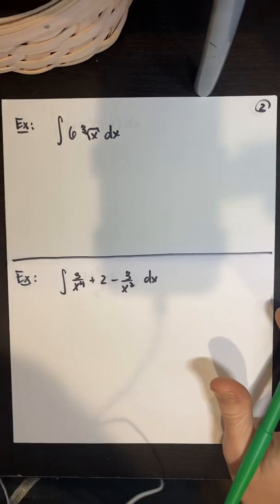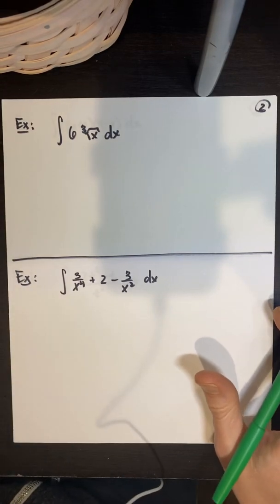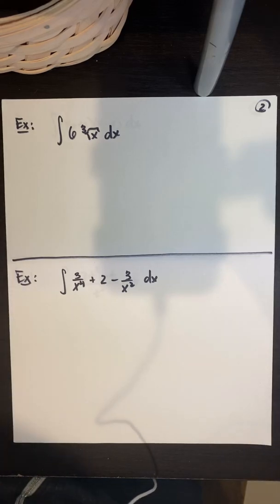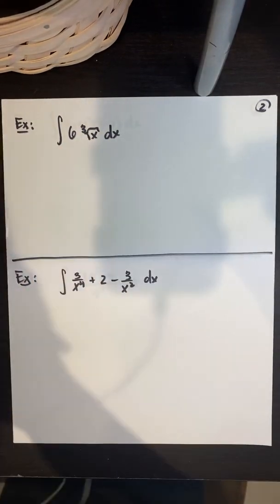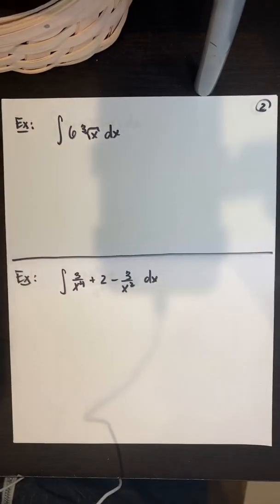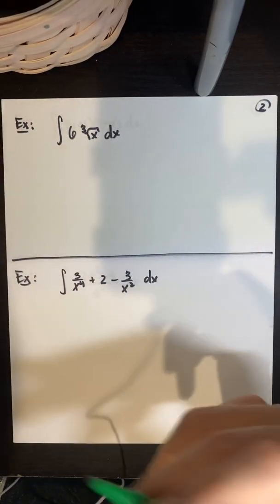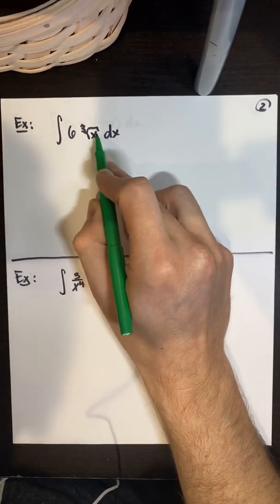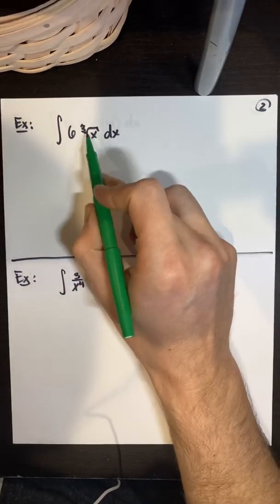So our main technique for antidifferentiation is the reverse power rule, right? Anytime you're faced with an integral like this, or an antiderivative, whatever you want to call it, rewrite it in terms of a power function. So the cubed root of x is x to the 1/3. That's the best way to deal with this.